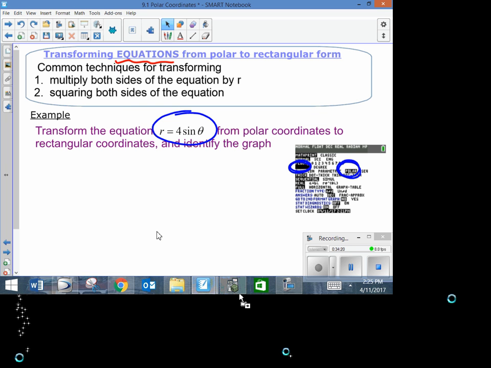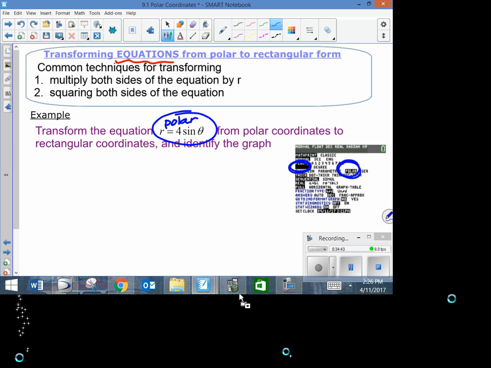I took some beautiful pictures from you, but this is without the calculator. We're going to take our polar equation right here. It's polar because it starts with r. X and y go with your rectangular equation coordinates, and then r and theta are with your polar, okay?